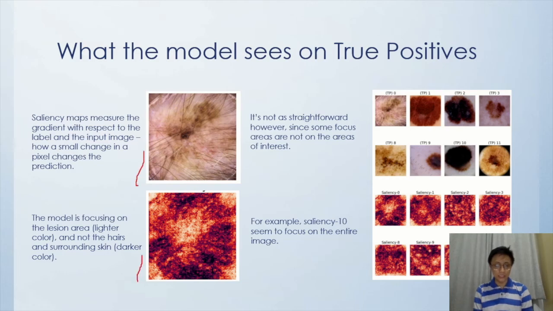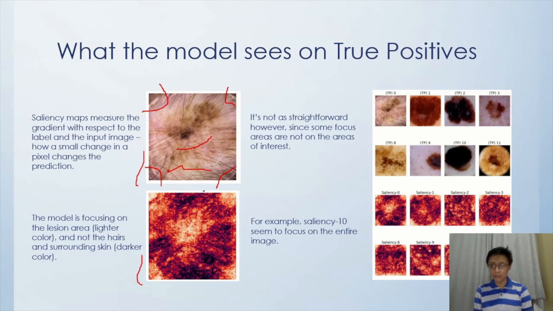And here you see for the lighter colors, that's where the model focuses its attention. Or quite technically, that's where the gradient observes a lot of difference if we change those areas. So the model here, we can see it's focusing on the lesion area, the one here in the middle of all the hairs. And notice that it's not focusing too much on the hairs in the middle. But we can also note that it looks at darker pigments over the corners. Now, it's not as straightforward, really. So we have some focus areas that are not on the areas of interest.